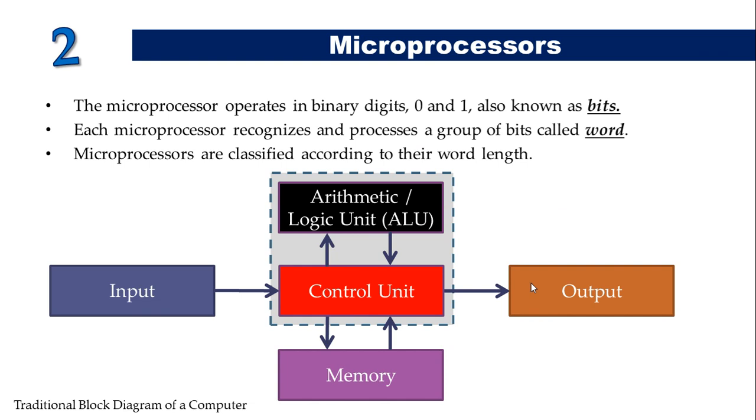So next, microprocessor operates in binary digits. Pakitandaan yan, the microprocessor always operates in binary digits. 0 and 1, we call them bits. So each microprocessor recognizes and processes a group of bits called a word. So yung microprocessor kaya niya makarecognize ng word. So kada microprocessor, they can be classified according to their word length. Meron tayong mga 8-bit microprocessor, 16-bit microprocessor, 32-bit microprocessor, and so on, 64-bit, ganun, diba?